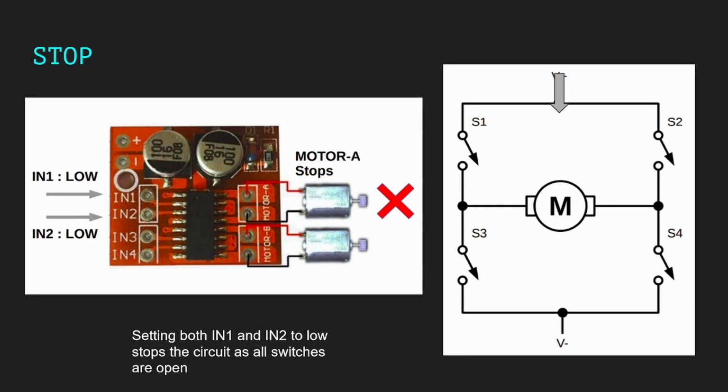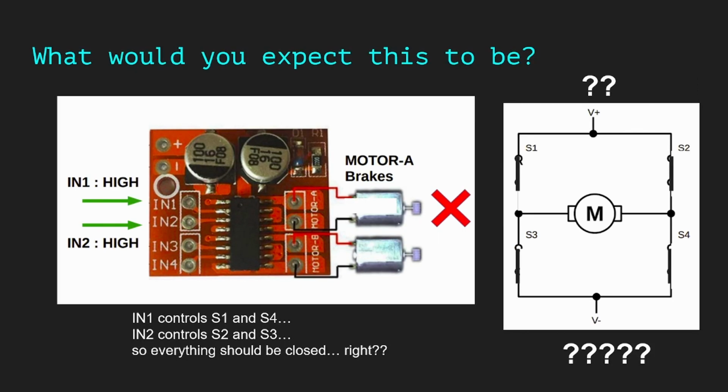Now for stopping. If both of them are low, then everything's going to be open, it stops. Makes sense. Logical. And what would you expect this to be? Remember the illegal thing I told you about? The one that you should not do? What happens if you do this?